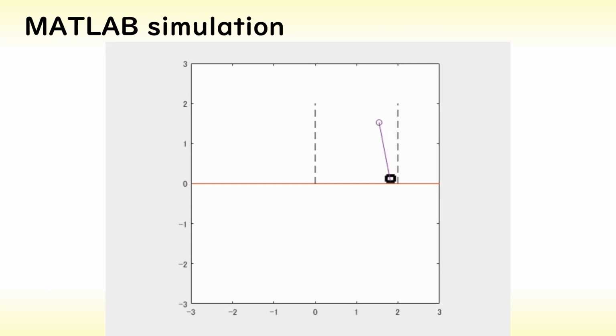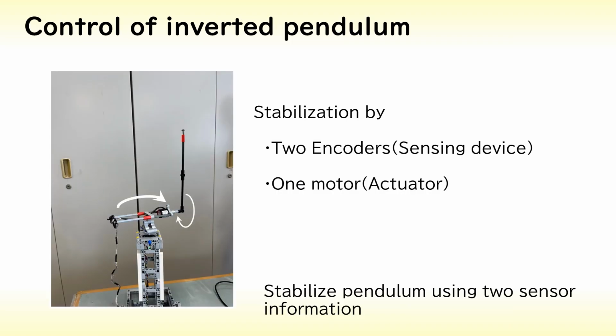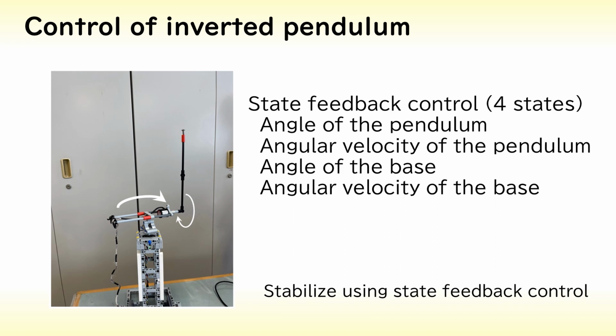This is MATLAB simulation of inverted pendulum. We can find that tracking control can be achieved by appropriate control for inverted pendulum. The system is stabilized by using two encoders and one motor. State feedback control is applied for this system.